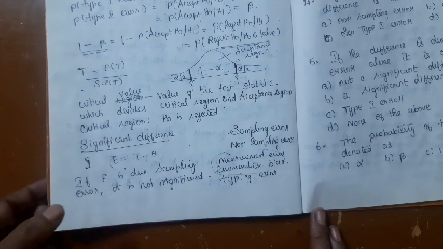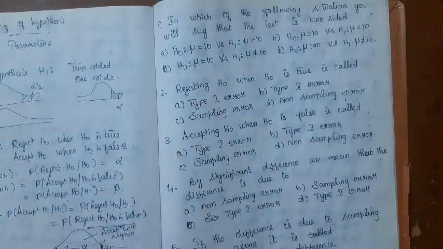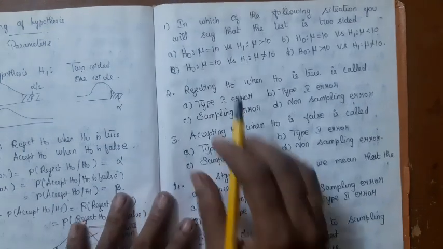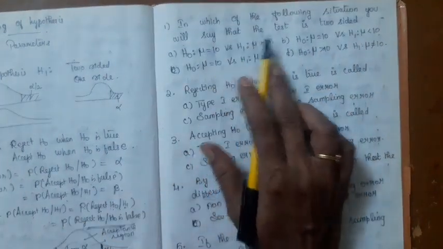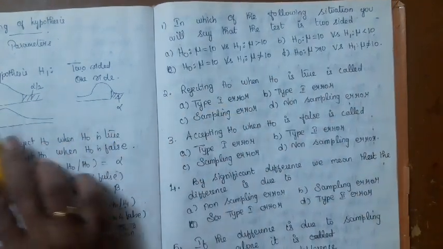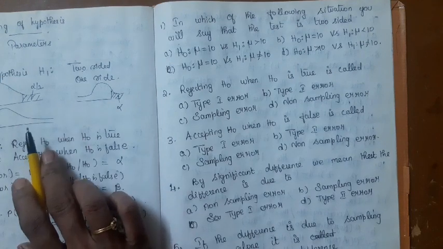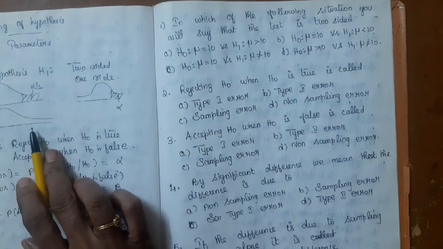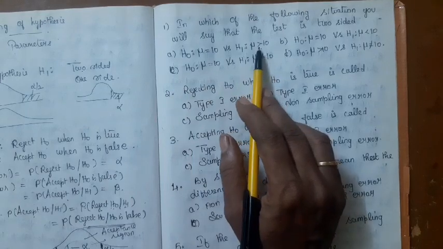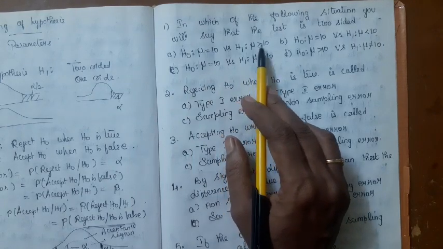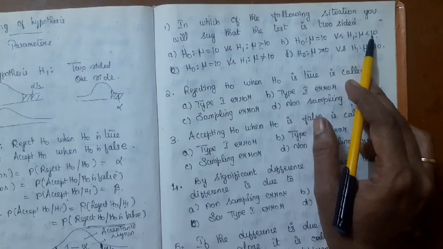Okay, right. With this idea, let us discuss some of the basic questions related to these terminologies, and then let us discuss something about specific tests. In which of the following situations will you say that the test is two-sided? I told you, when you have critical region on both the sides, the test is two-sided. This will be the case when the alternative is two-sided. See here, the alternative hypothesis is one-sided, right-sided. Here it is left-sided.